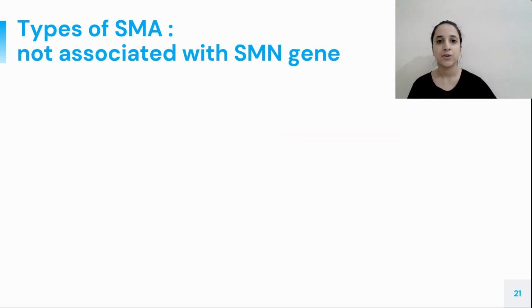So there are also different types of SMA which are not associated with the SMN gene, as we discussed earlier. For these types, the causative gene is not the SMN gene but a different gene. So let's look at them briefly.